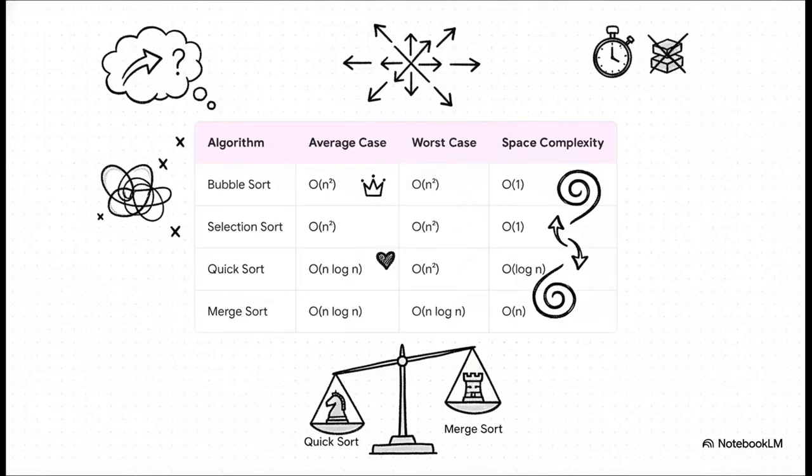You've got bubble and selection sort. They're simple. They don't use much memory, but they're slow, O of n squared. Then you have the two heavyweights. Quick sort is usually faster in the real world and uses less memory, which makes it a fantastic default choice. But if you absolutely positively cannot risk that n squared worst case scenario, or if you have plenty of memory and you need a stable sort, merge sort's predictable, guaranteed n log n performance is the safer, more reliable bet.